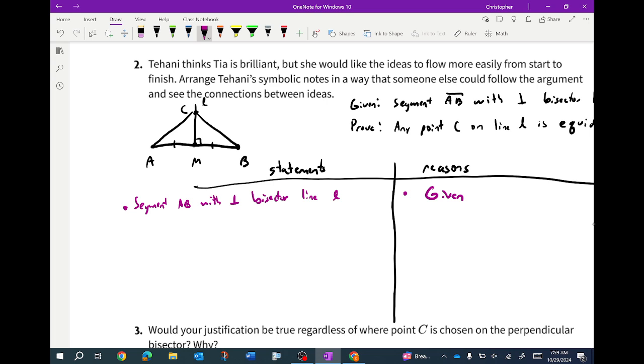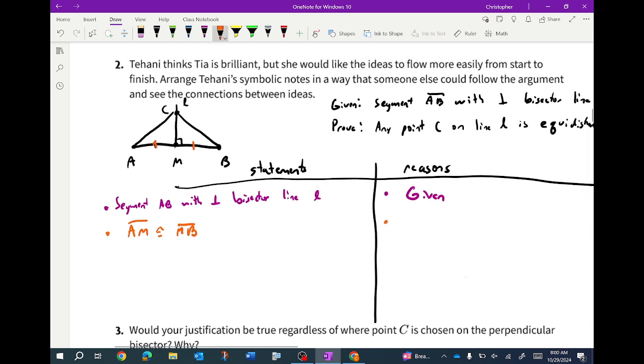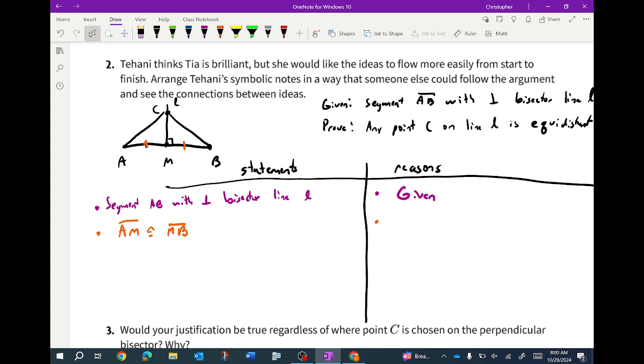Our next statement: because it's a bisector, we have these two congruent segments, AM and MB. So let's go ahead and list those. AM is congruent to MB. The reason we know that is because L is a perpendicular bisector, so that's the definition of a bisector. It splits those into two equal parts.